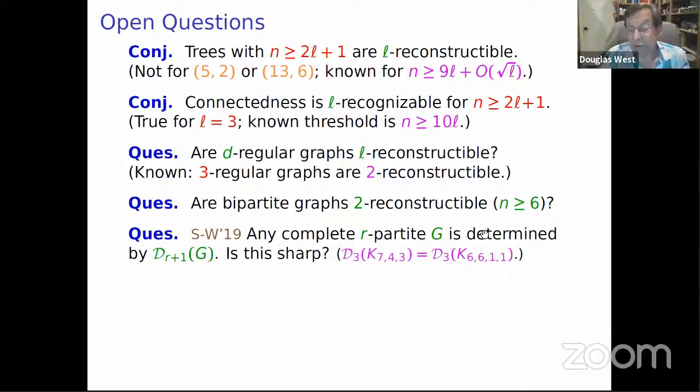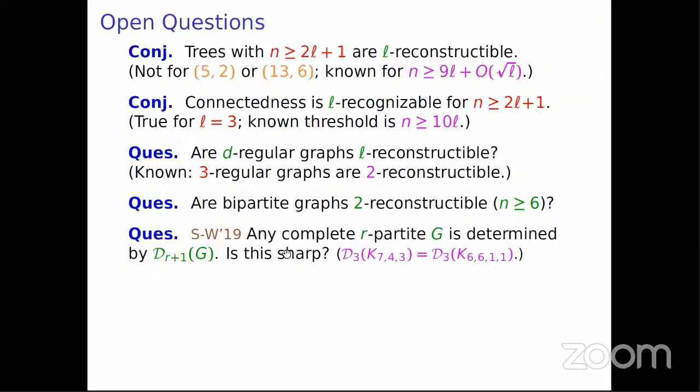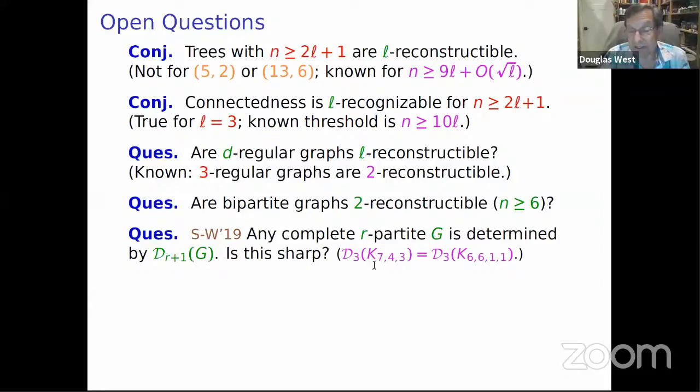I showed you that complete R-partite graphs are determined by their R plus one deck. Is this always sharp? We know when R equals 3 that it is, because this particular complete tripartite graph has the same 3 deck as this complete four-partite graph. So this graph is reconstructible from its 4 deck, but not from its 3 deck.